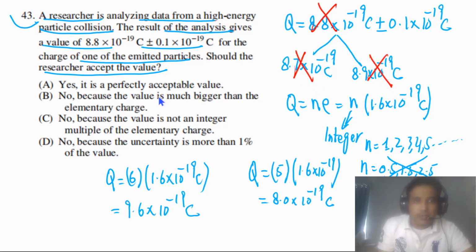Yes, it is a perfectly acceptable value. This is not possible. No, it is incorrect. No, because the value is much bigger than the elementary charge. This is right, but this one is wrong. So this option is also incorrect. No, because the value is not an integer multiple of the elementary charge. This statement is correct, and the other statement is incorrect. So the answer for this question is C.